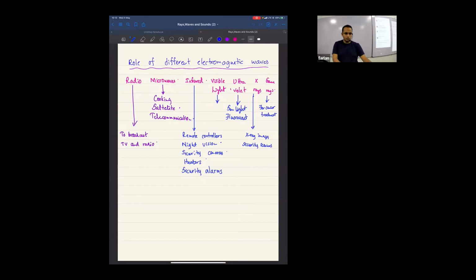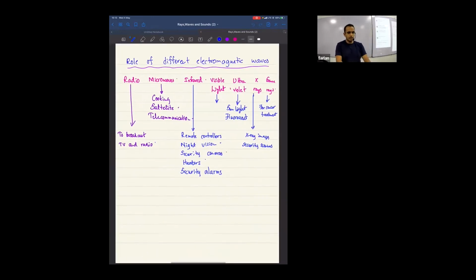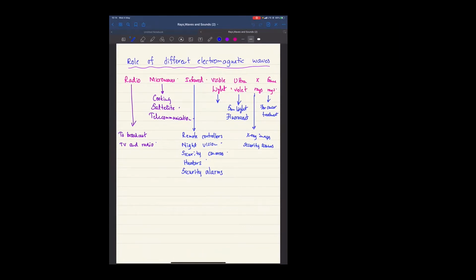So I just want you to take down the uses of the different roles of different electromagnetic waves. Take down these, and under that write down these.